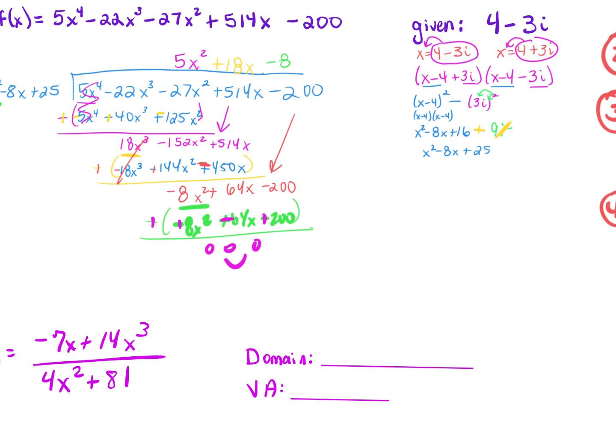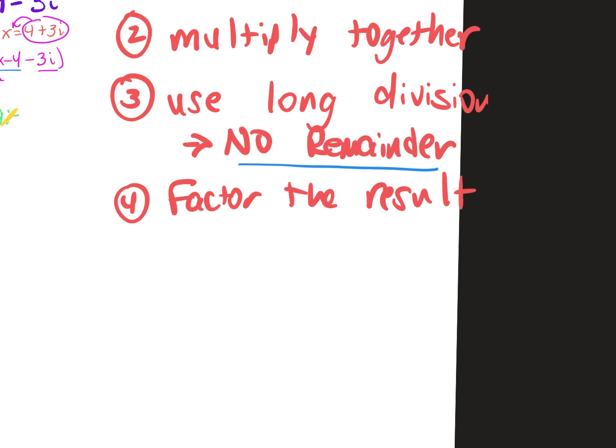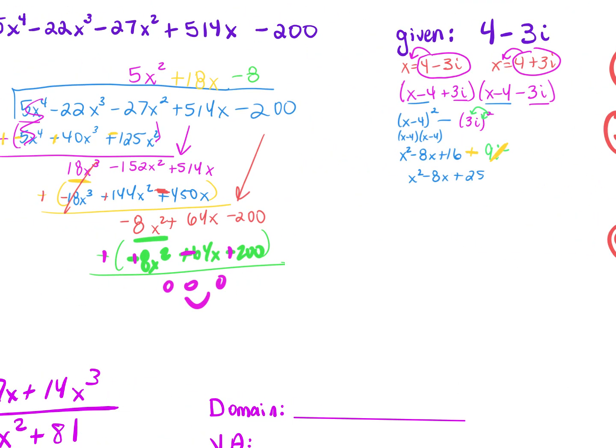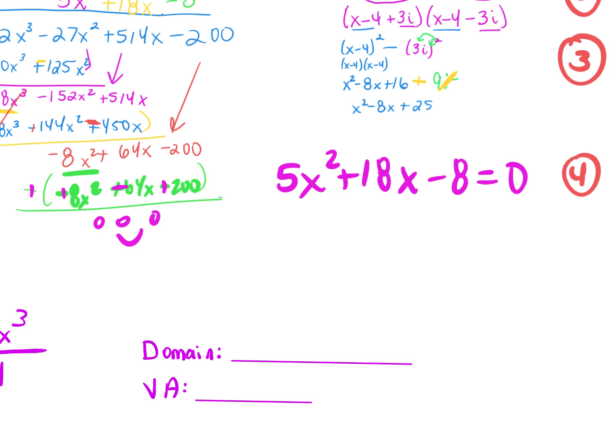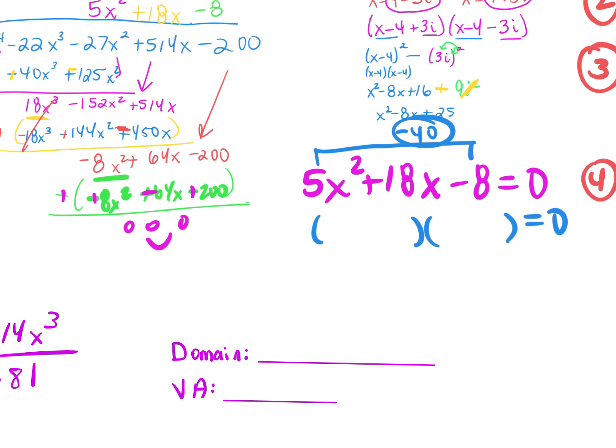What's step number 4 say? Factor the result. So you have 5x squared plus 18x minus 8 equals 0. Okay, gone are the days where you guys are going to have x squared plus x minus 12 and try to factor it. I'm not going to give you anything that you guys can't handle, but this is not that horrible of a problem. If I look at this, I'm going to say A times C. What are the factors of negative 40 that multiply to give me negative 40, but add to give me 18? If you guys don't, write it down.